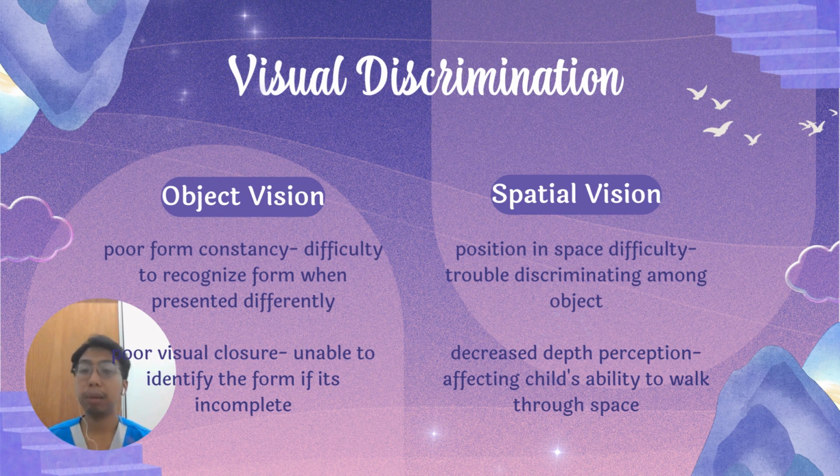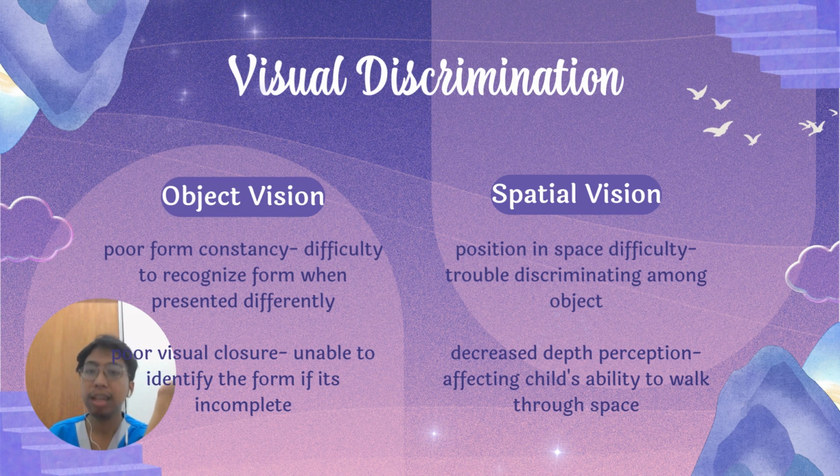Visual closure is the ability for people to make a summary of information even when it is presented incomplete. For example, the activity will be a puzzle. Even if we don't complete the puzzle yet, we know that the end product will be the shape of that puzzle, for example, the cat. Even if we do it halfway, we know that it's going to look like a cat. So what happens if children have poor visual closure? They are unable to identify the form if it is not complete. So it's hard for them to identify that this is an apple even from a half side or whatnot.